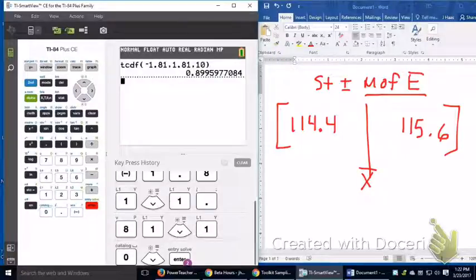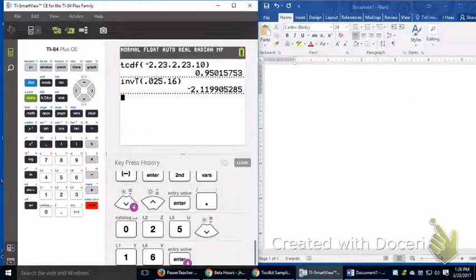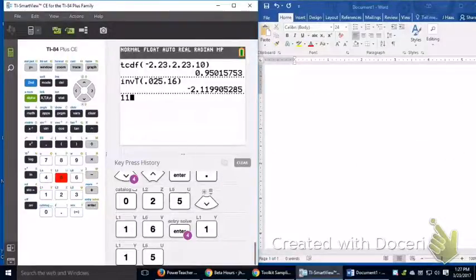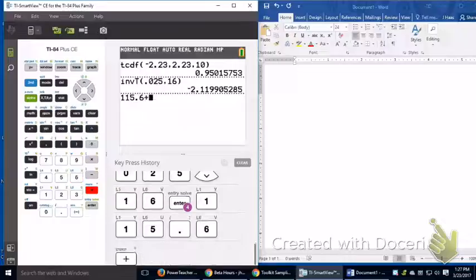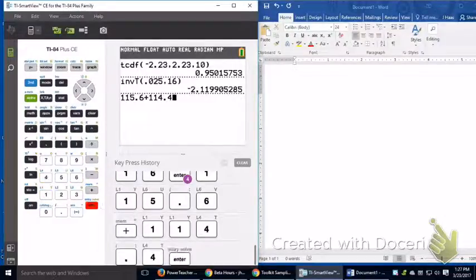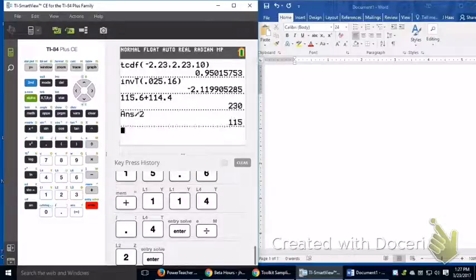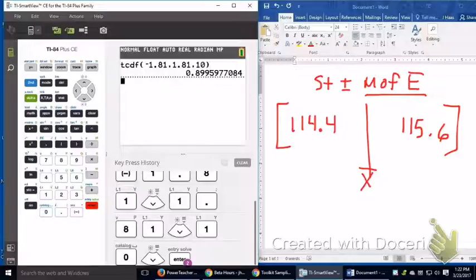So I just need to average those two numbers with my calculator. So 115.6 plus 114.4, add them up, divide by 2. That tells me my mean is 115. So my estimating x bar would have had to be 115. And the margin of error would have been, for this one, 0.6.